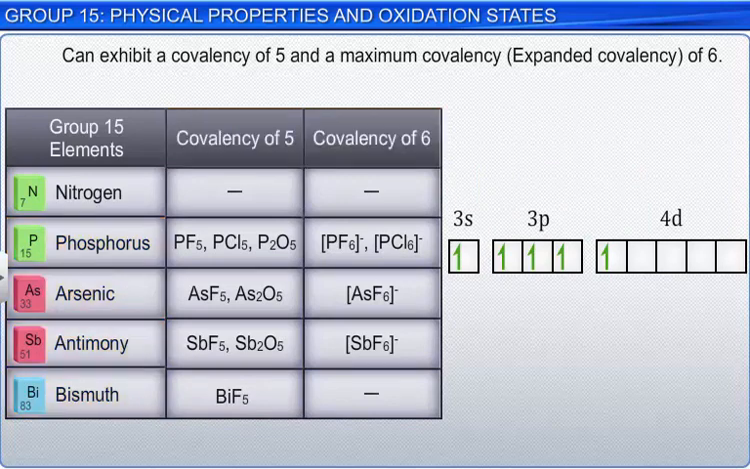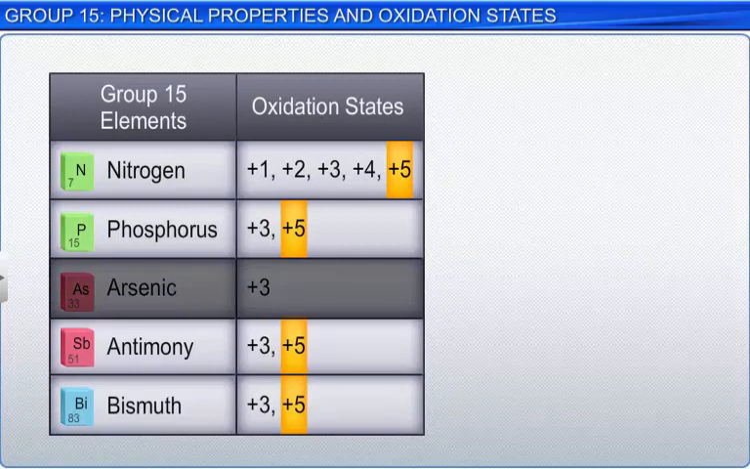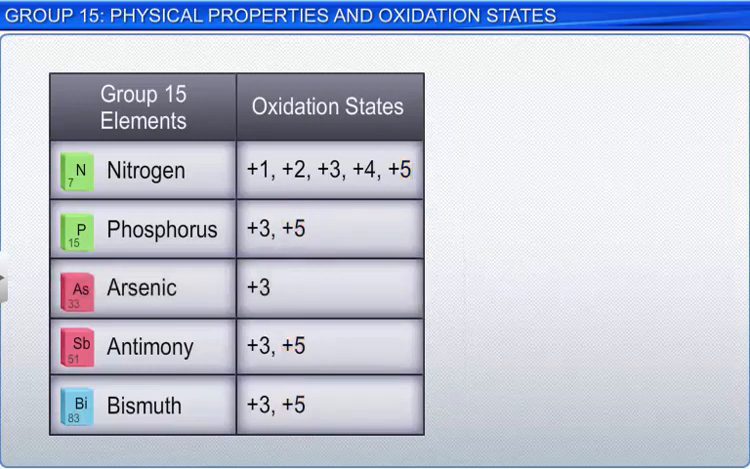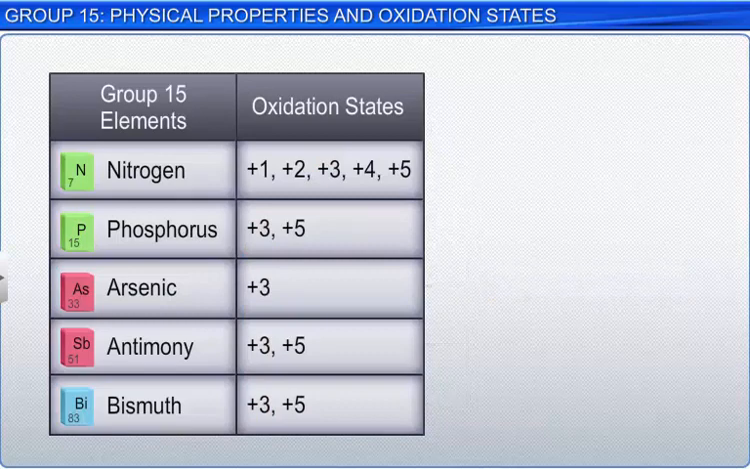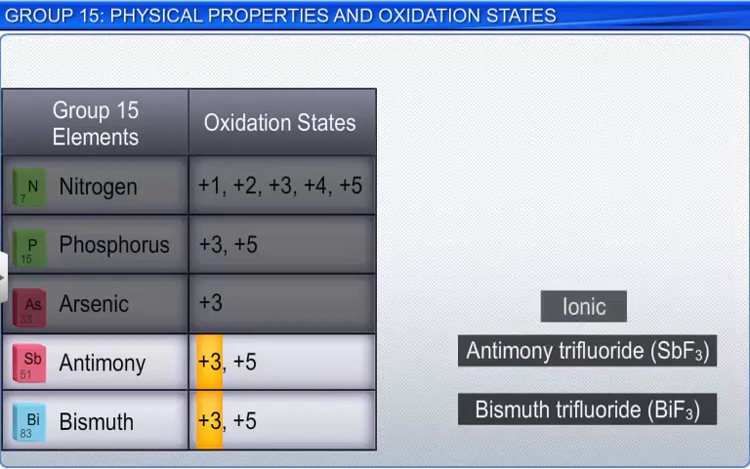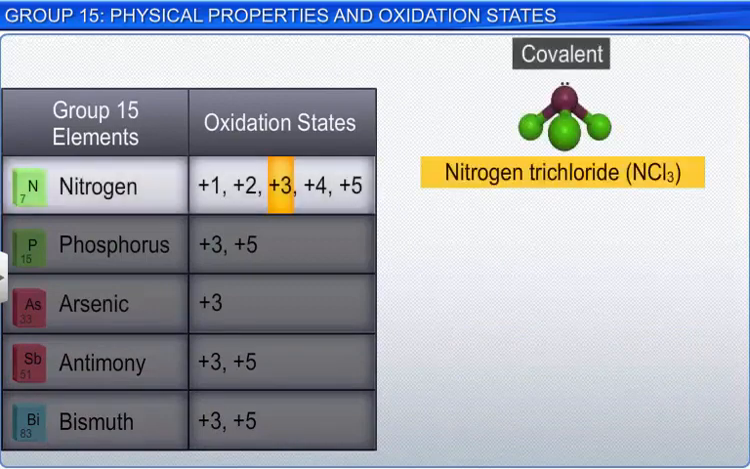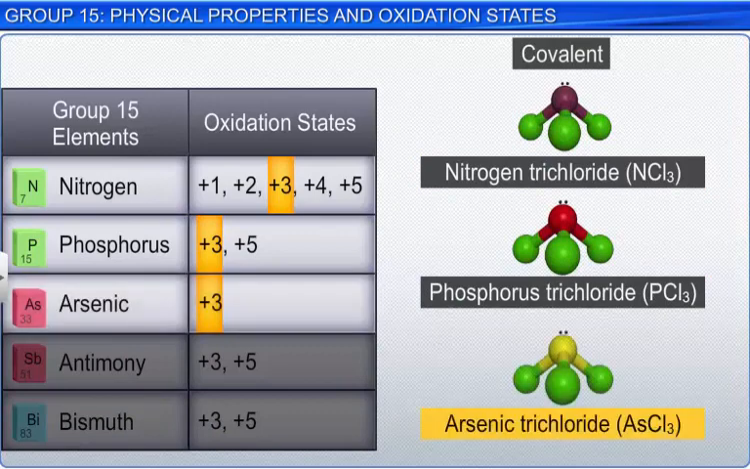All the compounds of group 15 elements, which exhibit a +5 oxidation state, are covalent. However, in case of +3 oxidation state, both ionic and covalent compounds are formed. For example, bismuth trifluoride and antimony trifluoride are examples of ionic compounds. Similarly, nitrogen trichloride, phosphorus trichloride, and arsenic trichloride are examples of covalent compounds.